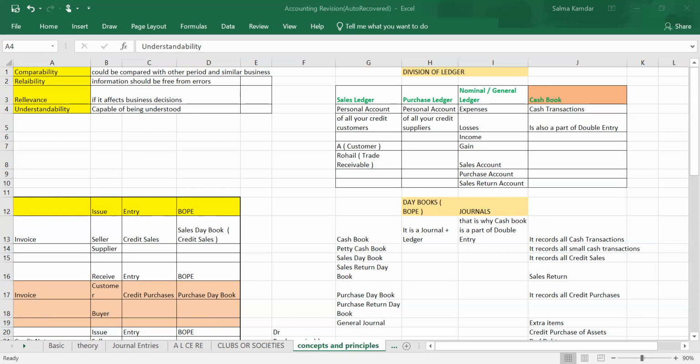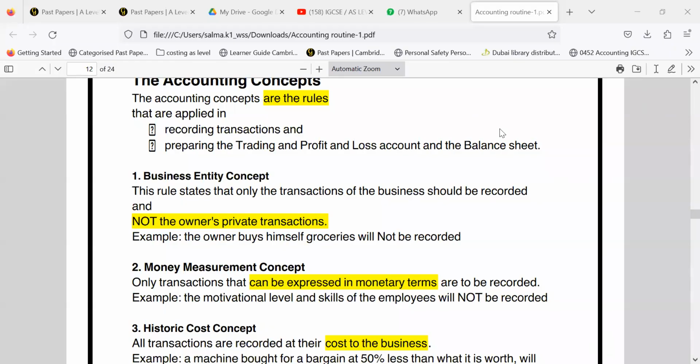Okay, now let's talk about the money measurement concept. What is the money measurement concept? You only write down the transactions that can be written in monetary value. You only record the transactions based on monetary terms, only transactions related to money. So when you record only transactions related to money, it is the money measurement concept. Are you with me? Yes, miss.